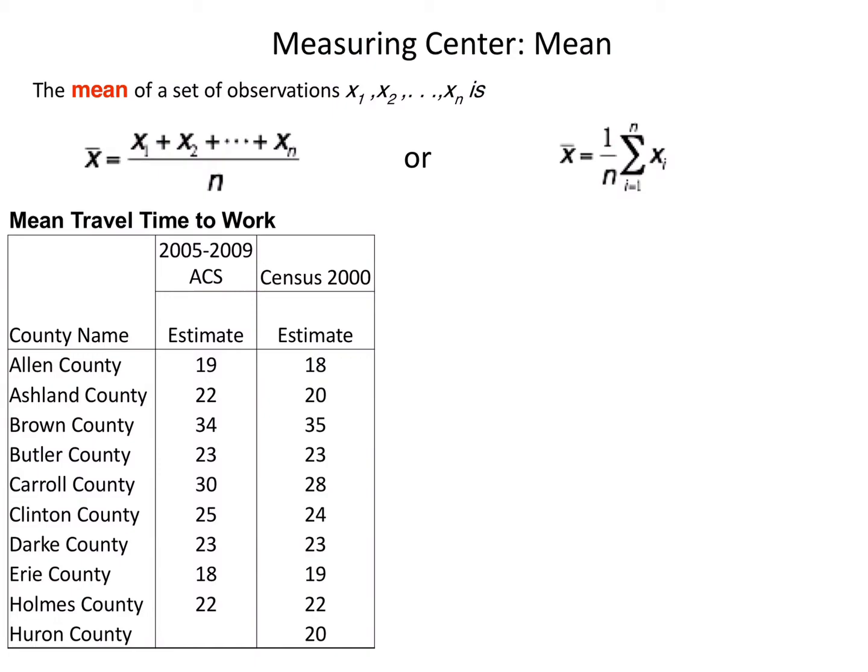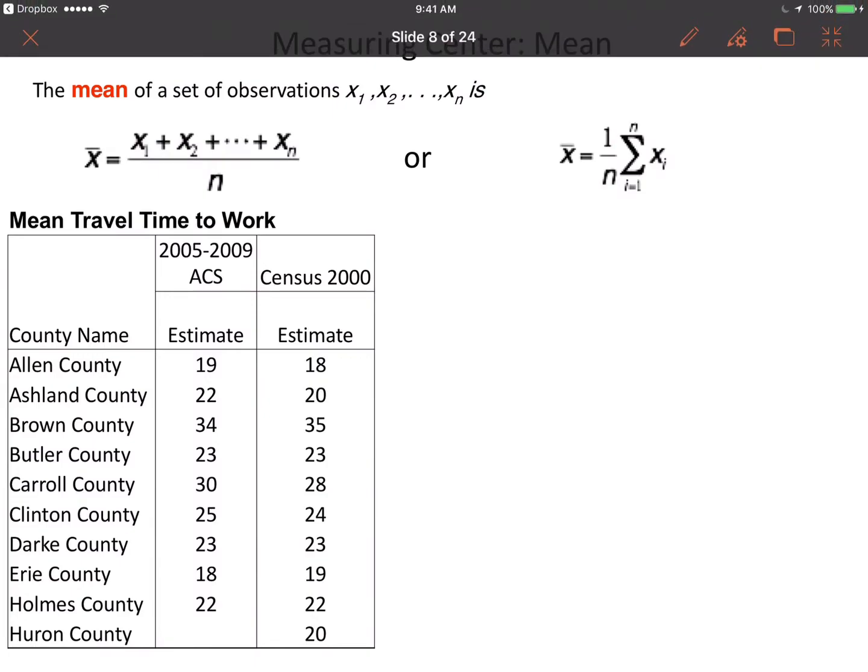Now we can write that a little more succinctly with this summation notation here. So this notation is telling me I'm going to start when i is 1, and I'm going to add each xi all the way up until I hit xn, and then I divide by n. That's what that 1 over n is doing.